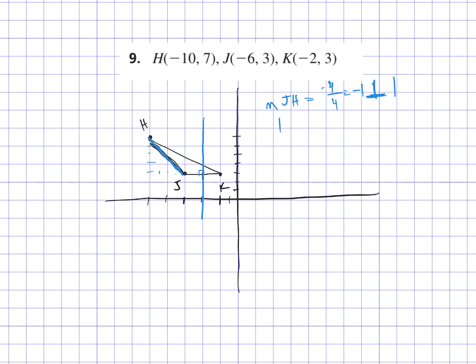So HJ's midpoint is going to be, add the two together, H and J, negative 10 and negative 6, divided by 2, and 7 and 3 divided by 2. So that's going to be negative 16 over 2, or negative 8, and 10 over 2 is 5. So negative 8 is right there, and up 5. 1, 2, 3, 4, 5. I'm sorry, this is negative 8. 1, 2, 3, 4, 5.